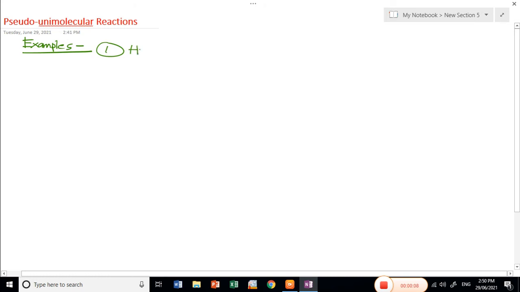So the first example is hydrolysis of methyl acetate in presence of acid. So this is an example of pseudo-unimolecular reaction. Okay, so the hydrolysis of methyl acetate in presence of HCl. Here HCl acts as catalyst, and this reaction can be represented like this.